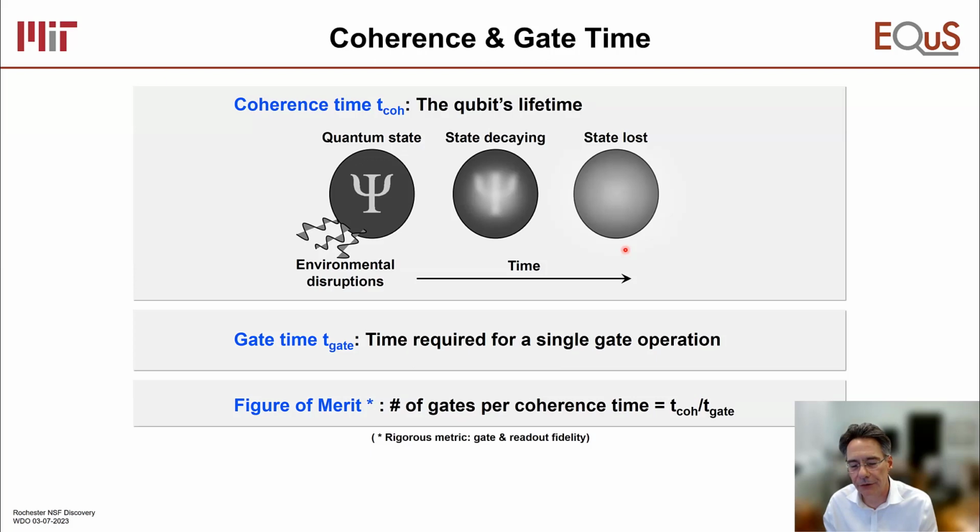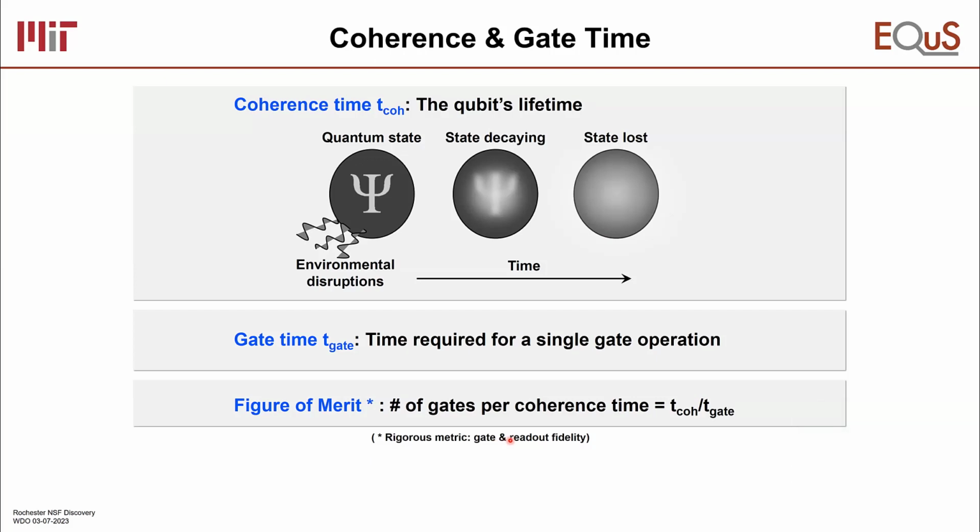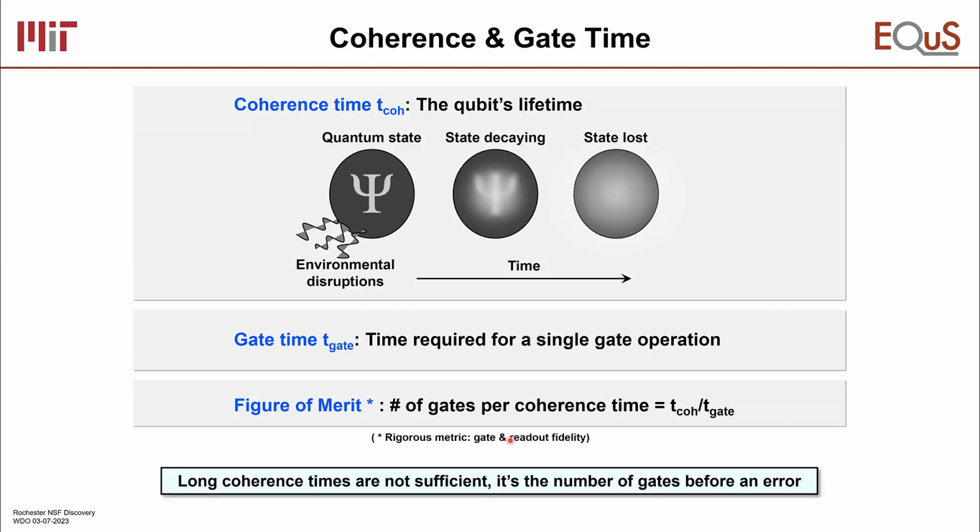that I've got? And this is a proxy for a more rigorous metric called the gate fidelity, or the readout fidelity. Now, one point to make here is that long coherence times are not sufficient, right? It's the number of gates that you can implement before an error.